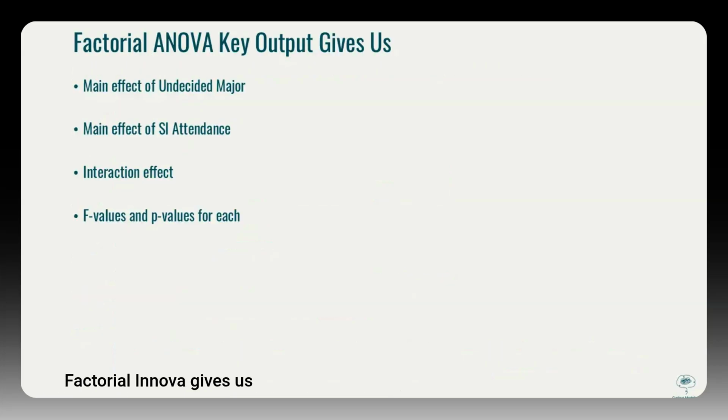Factorial ANOVA gives us the main effect of undecided major, which answers the question, do students without a declared major earn lower GPAs? And the main effect of SI attendance, which answers the question, do students who attend SI sessions perform better? As well as the interaction effect, which answers the question, does the benefit of SI depend on whether the student was undecided? For each effect, we get an F statistic and a p-value. If p is less than 0.05, we treat it as a statistically significant result.